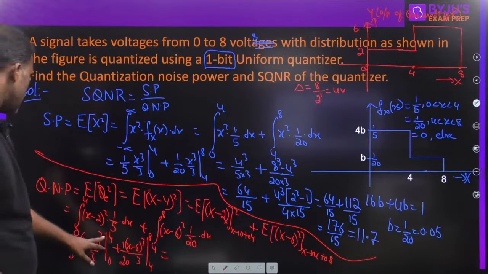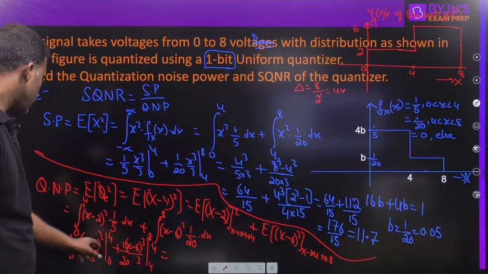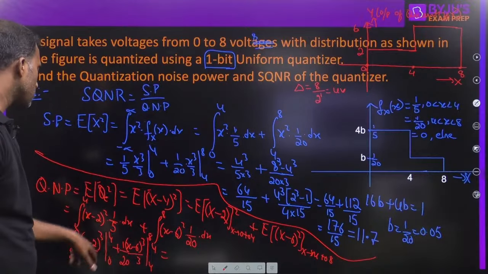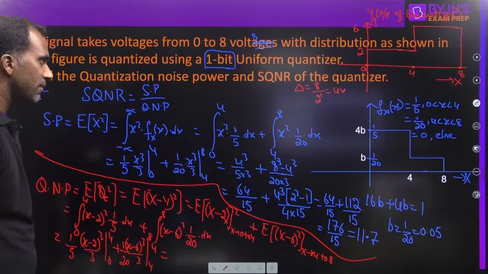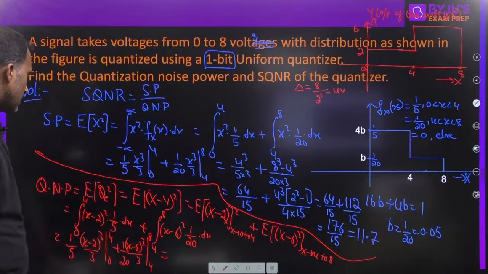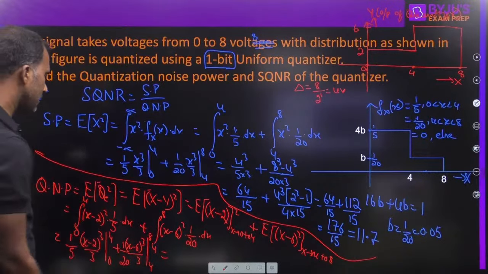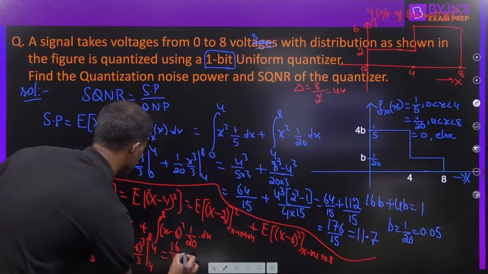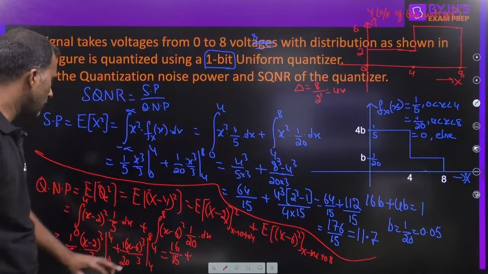So we have to substitute the values and see what happens. If you substitute here, 4 minus 2 is 2, 2 cube is 8, and if you substitute 0, that will become minus 2 whole cube, which is minus 8. 8 minus of minus 8 is 16, so it becomes 16 by 5 into 3, which is 15, plus, let's see what happens to this.